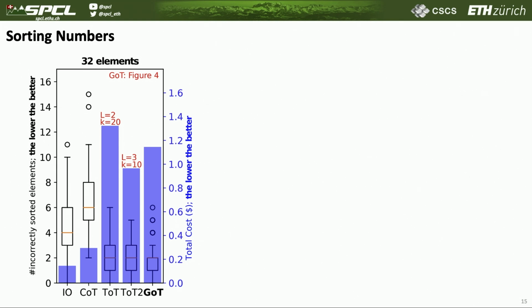So it's accuracy, and it's again the lower the better. And you can see that, as expected, chain of thought and IO prompting are not too great with the accuracy, so they are actually incorrectly sorting lots of these elements, but they are quite cheap, right? And then tree of thought and graph of thought are kind of comparable in terms of costs, but also in terms of accuracy, because graph of thought is kind of only slightly better, right? So why do we care?